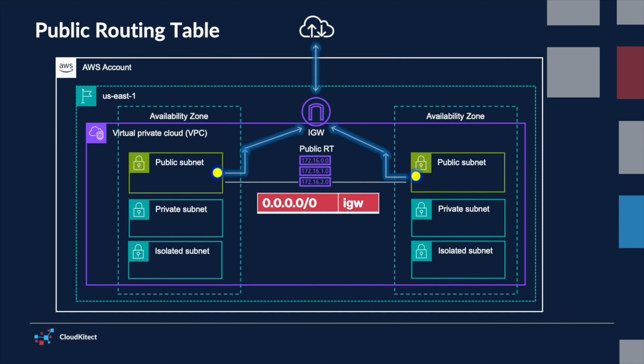A specialized routing table can be established and connected exclusively to our public subnets. By adding an Internet Gateway route to its particular routing table, we can facilitate Internet connectivity solely for the resources located within these public subnets.